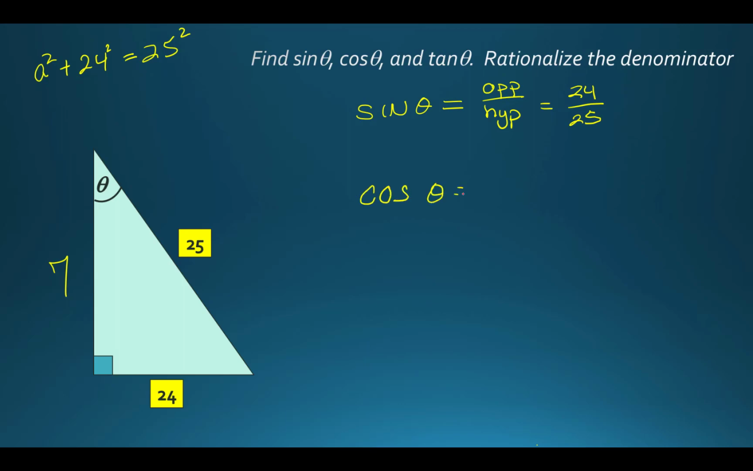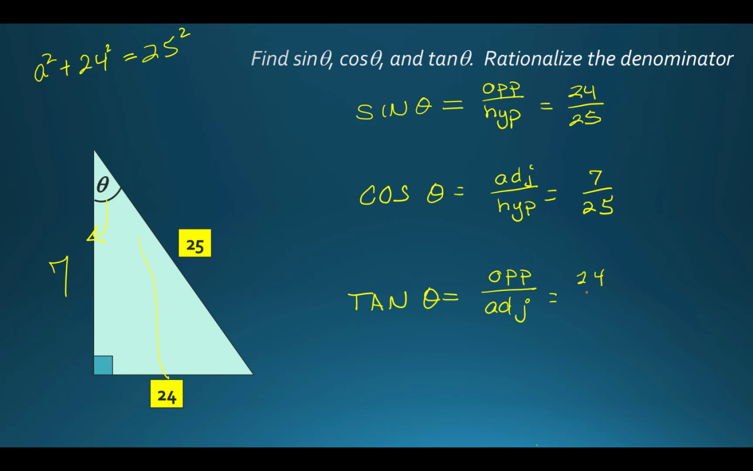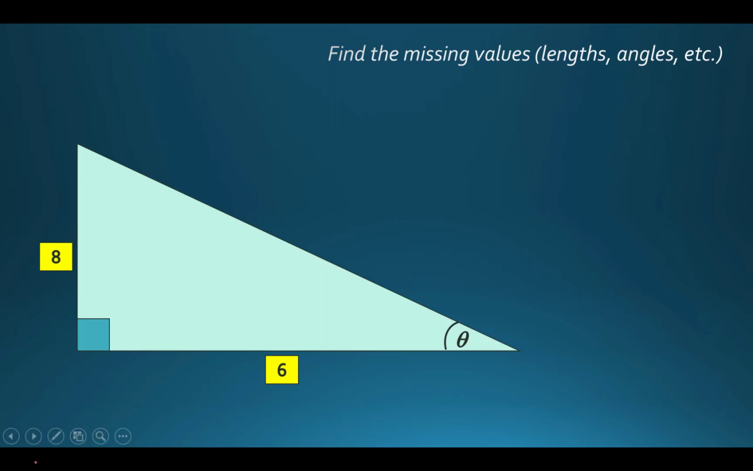Cosine of theta is adjacent over hypotenuse, so the adjacent side is the 7, and the hypotenuse is still 25. And then the tangent of theta is the opposite over the adjacent. Opposite is 24, and the adjacent is 7. Beautiful. Now, I don't know what else you would want to do with your free time besides problems like these for like all eternity, so it's pretty amazing. 24 over 7.